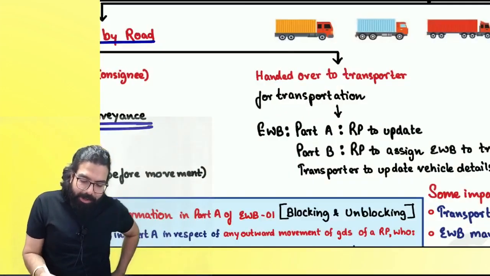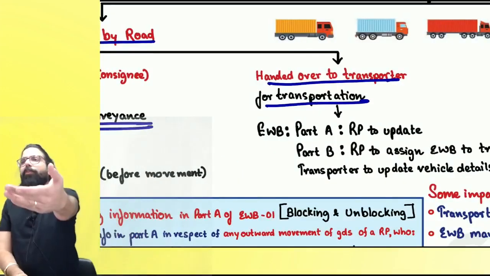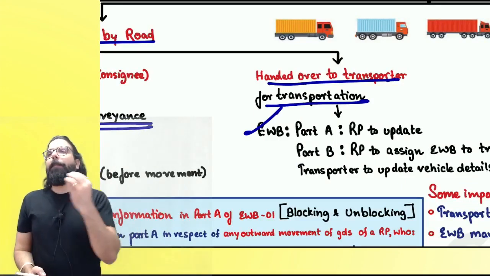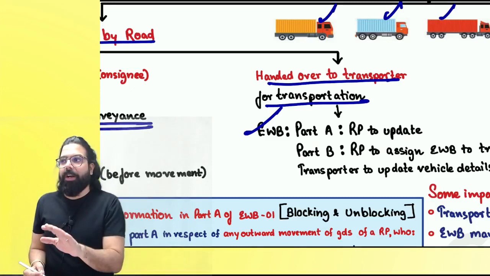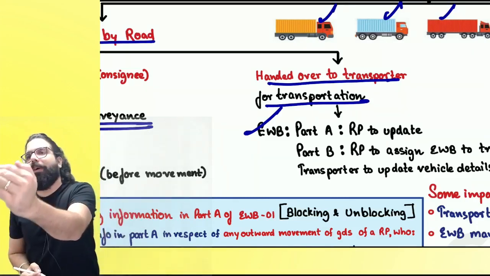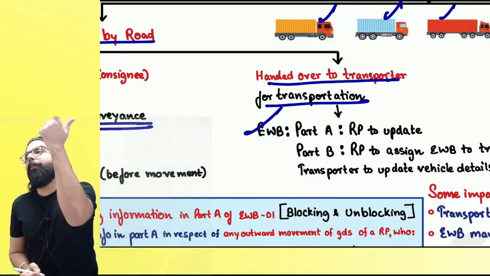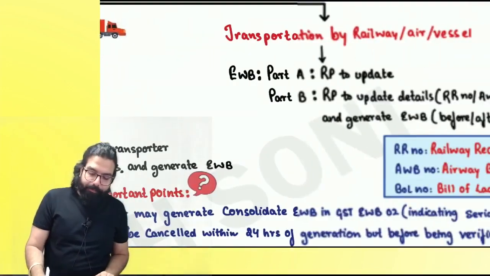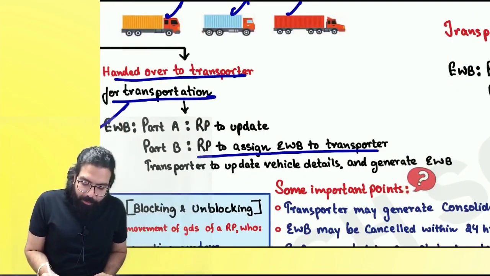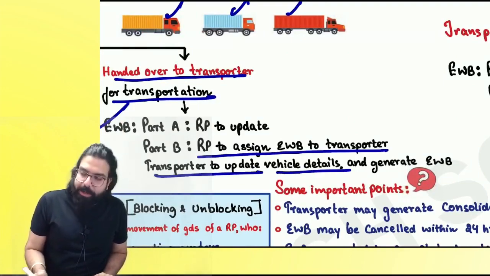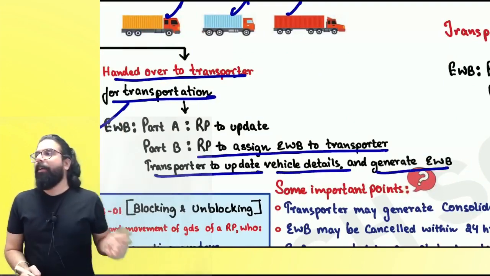Sir, supposing I'm handing over the goods for transportation to the transporter, part A you will fill, but part B, because you don't know which truck the transporter is going to take the goods in, what will you do? You will assign the e-way bill to the transporter. He will put the part B, take the goods and go. Are we clear? The registered person will assign to the transporter. The transporter will update the vehicle details and generate the e-way bill.